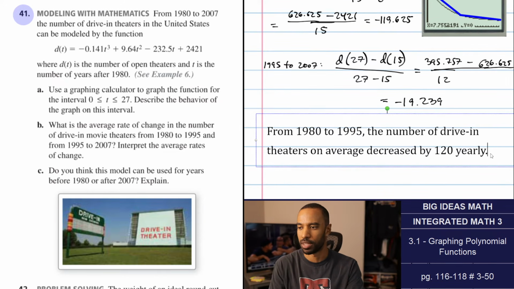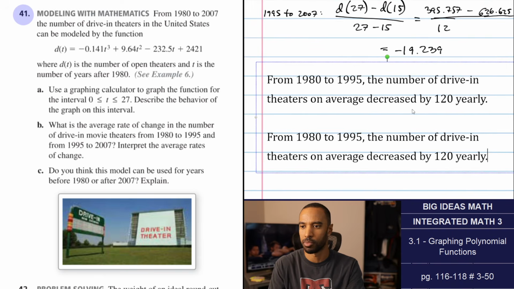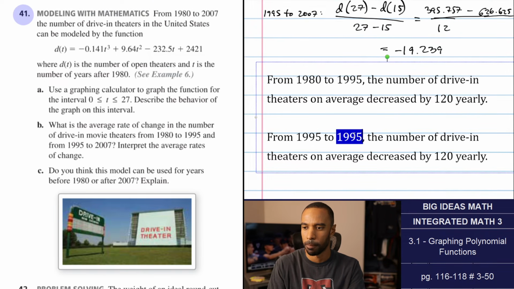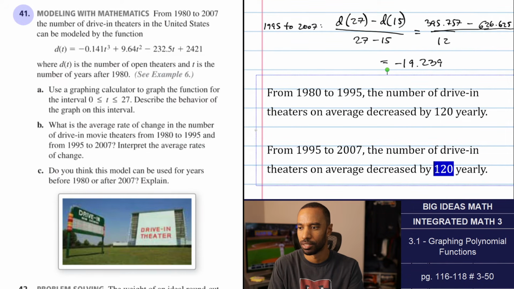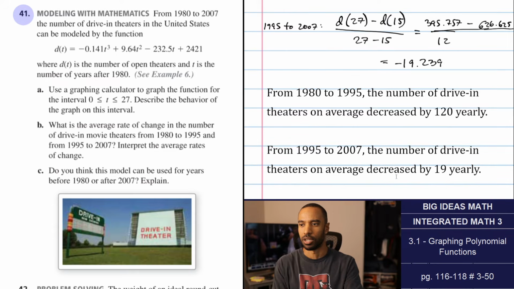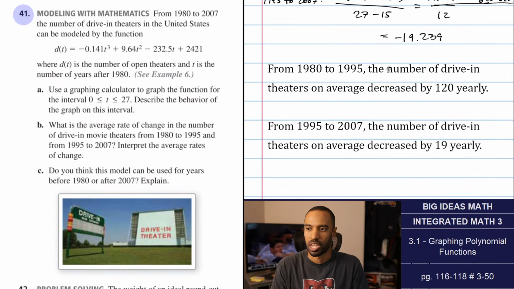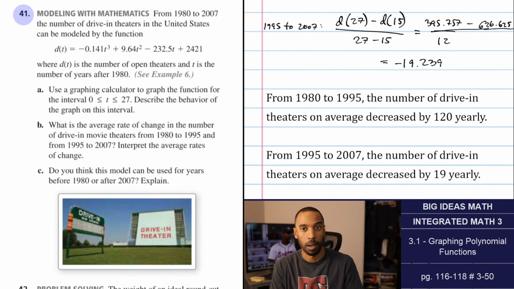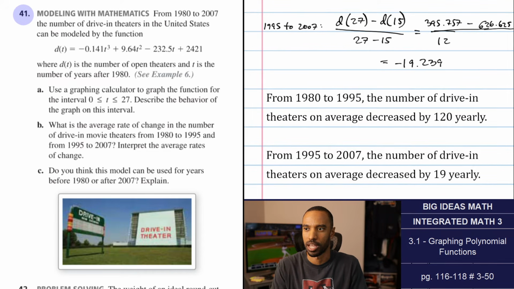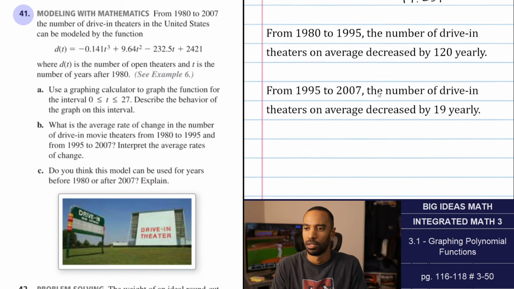So I'll say the same thing for the next set, just kind of change the numbers. From 1995 to 2007, it decreased significantly less, by about 19 yearly. That's the interpretation. Significant change there, right? That's where interpreting the graph showed the slow up in that nature. So that's part B. Part C.